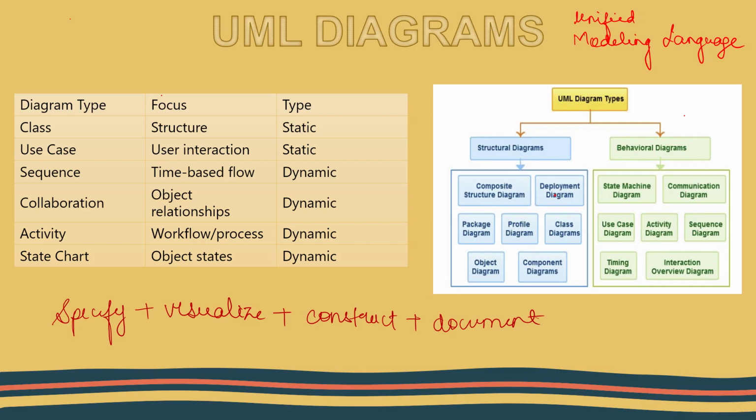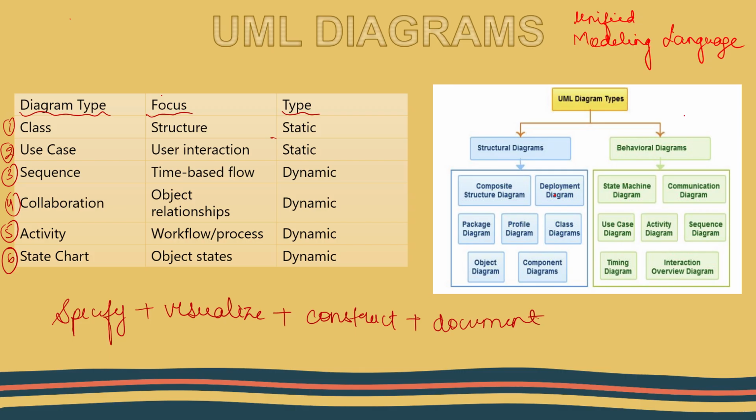In these types of diagrams, we have class diagram, use case diagram, sequence diagram, collaboration, activity, and state chart. In class diagram, we basically focus on the structure part, and this is a static diagram. Use case is showing user interaction. It is also a static diagram. Sequence, time-based flow, and it is dynamic in nature.